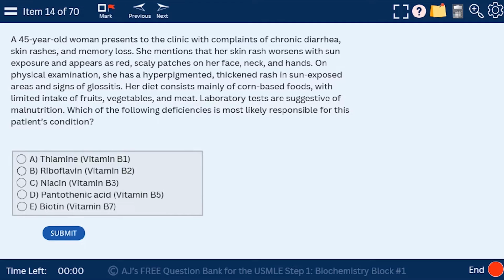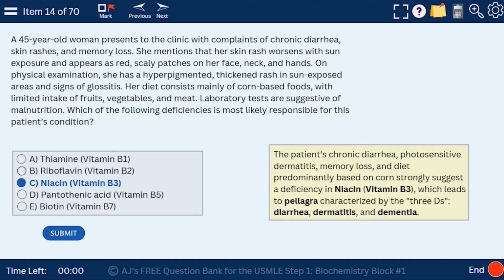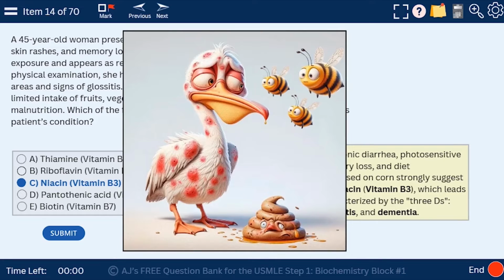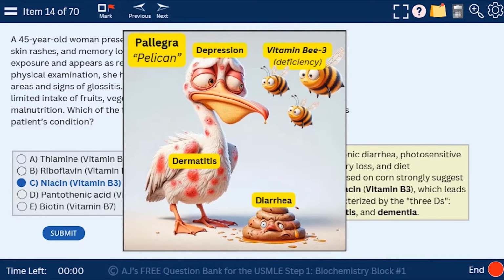Question 14. A woman with dementia, diarrhea, and dermatitis. This is pellagra. Vitamin B3 deficiency, niacin deficiency, which you could read about over here, the 3 Ds. And here we see the pelican with dermatitis, diarrhea, and dementia next to the 3 Bs for vitamin B3. Vitamin B3 deficiency, pellagra, pelican for pellagra.